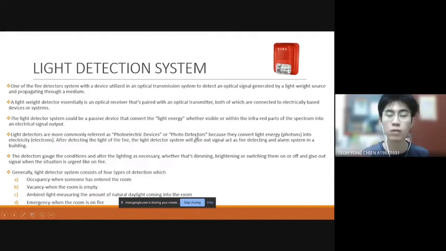This is because they will convert the light energy into electricity. The light energy is known as photons and the electricity is known as electrons. After detecting the light of the fire, the light detector system will give out a signal as a fire detecting and alarm system in a building.